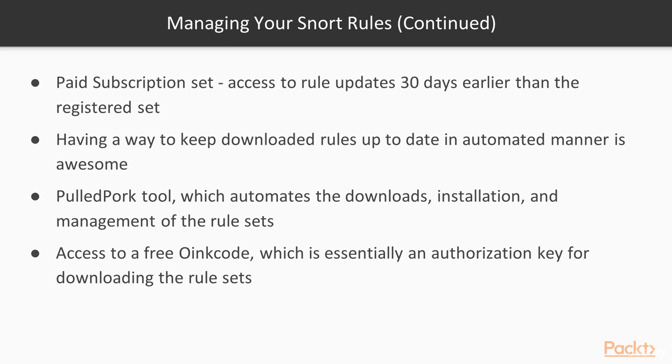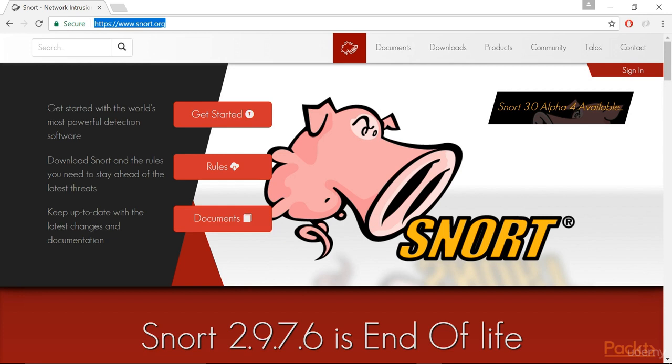Having a place to download rules from is great, but having a way to keep them up to date in an automated manner is even better. With Snort, this can be done by the Pulled Pork tool, which automates the downloads, installation, and management of the rule sets. Once you have registered your account, you can get access to a free oinkcode, which is essentially an authorization key for downloading the rule sets. It is accessible when viewing your profile on www.snort.org.